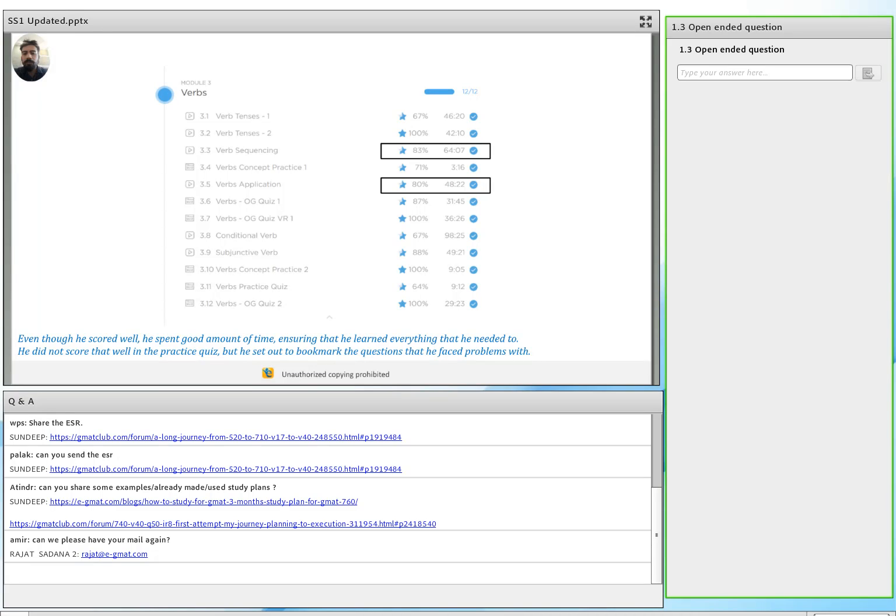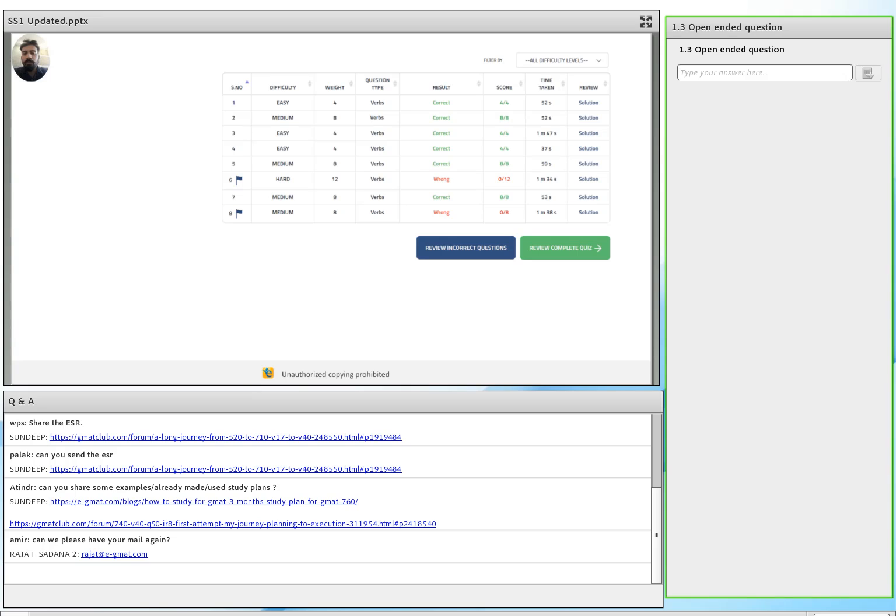Similarly, in verb sequencing, again, you can see there's a lot of evaluation over here. You can see the amount of time he spent reviewing solutions over here. Again, one of the things that you see is in the practice quiz, he did not score as well, but in the OG quiz, which was the set of official questions that just test verbs, he was able to get 100%. Let's see why that was the case.